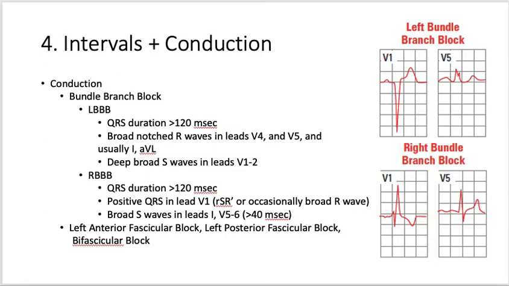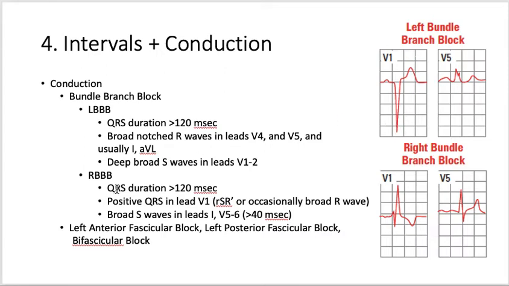So greater than 120 milliseconds for QRS, or if you have a broad notched R wave in leads V4 and V5. So we see that notch right there. And sometimes you can see it in one in aVL. Another sign of left bundle branch block is that deep broad S wave in V1 and V2.